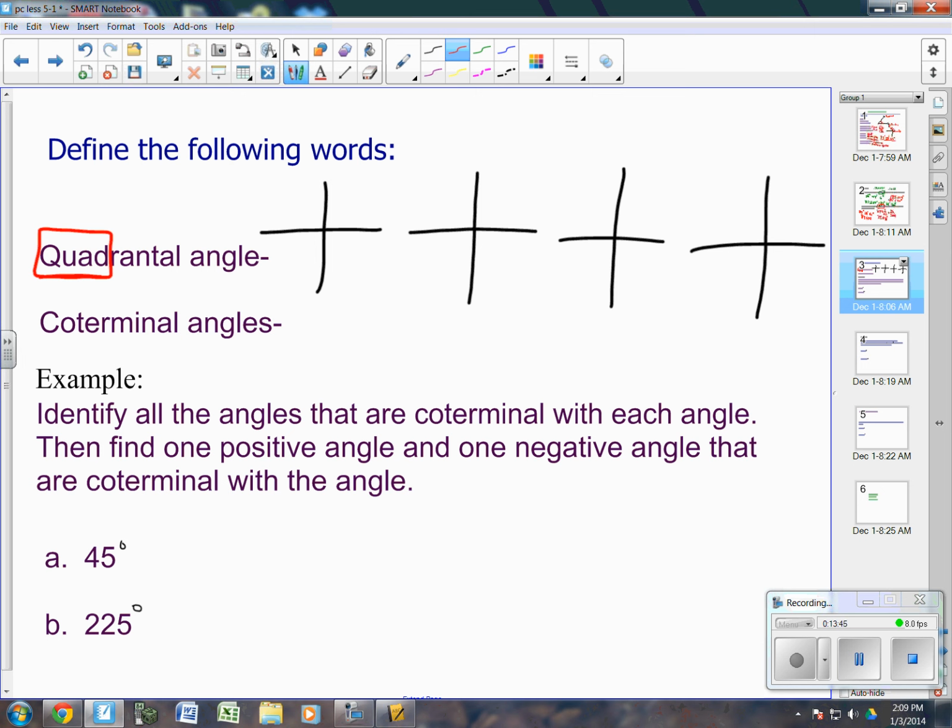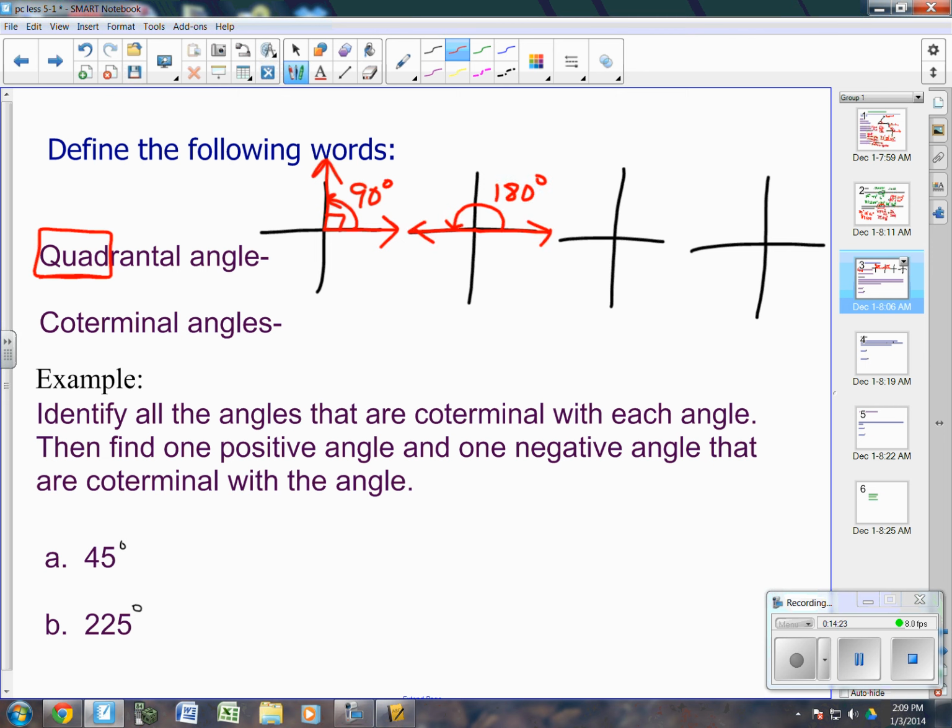Okay? Notice that it said it's an angle in standard position. So you have an initial side. And where does the terminal side lay? On an axis, right? On an axis. So here's the first one. A 90-degree angle, you guys, is a quadrantal angle, okay? A 90-degree angle is the first quadrantal angle. What do you think the second one is? 180. If you turn it around 180 degrees, 180 degrees is the second quadrantal angle.